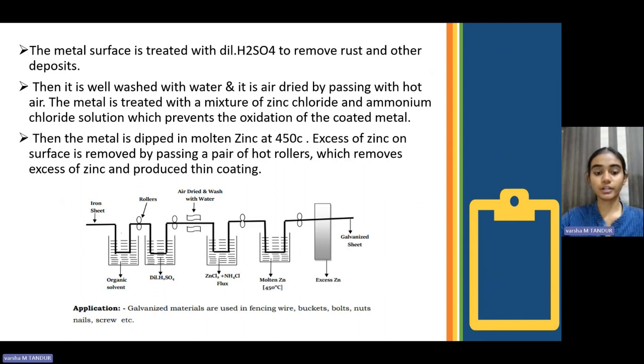Then it is treated with a mixture of zinc chloride and ammonium chloride, which acts as a flux in order to prevent the oxidation of the coated metal. Then the metal is dipped in the molten zinc at 450 degrees Celsius. After the coating, the excess zinc on the metal surface is removed by a pair of hot rollers, which remove the excess zinc and produce a thin coating. The galvanized materials are used in fencing wires, buckets, bolts, nuts, screws, etc.